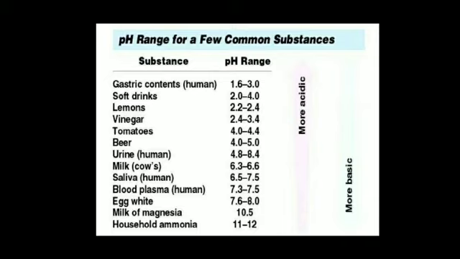The pH range for a few common substances: gastric content 1.6 to 3, urine 4.8 to 8.4, saliva 6.5 to 7.5, milk of magnesia 10.5. So this is all for today.